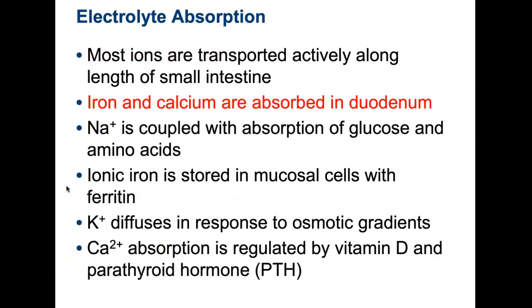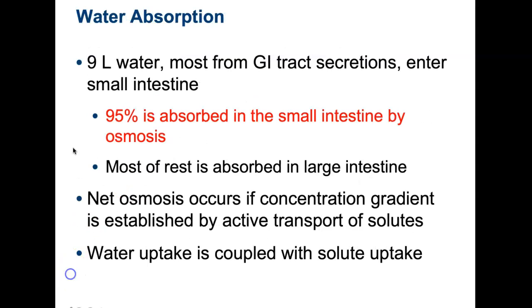We also have a lot of electrolyte absorption happening in the small intestines. So iron that you need to make heme, right, for red blood cells, calcium for bones, those are absorbed in the duodenum. You're also going to have sodium and potassium and calcium. These are all going to be absorbed in the small intestines as well. The majority of your water is absorbed in your small intestines, but we do have some that's also reabsorbed in the large intestine. And something that we'll see and that we've talked about already with blood pressure is usually there's some sort of coupling. So water uptake is coupled with solute uptake.